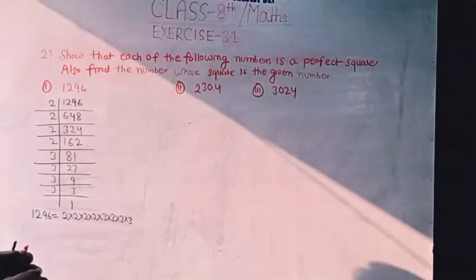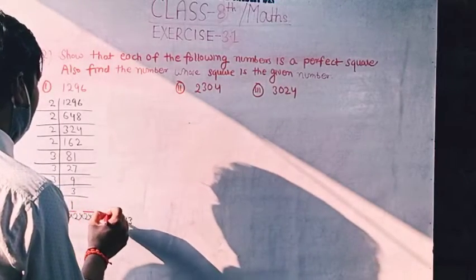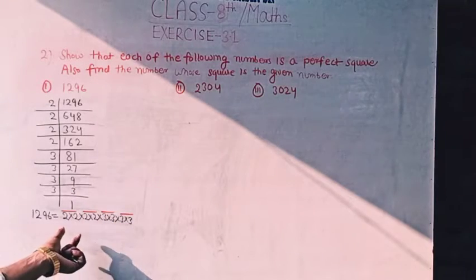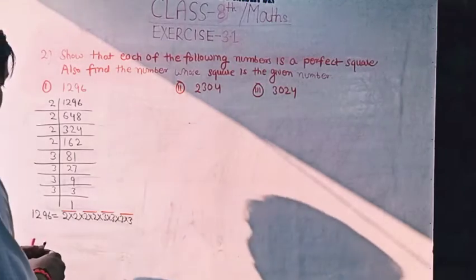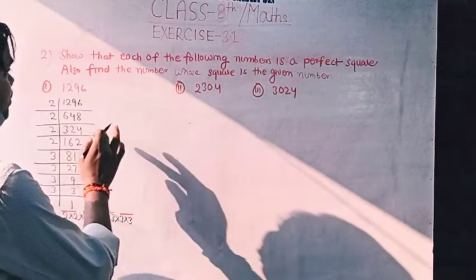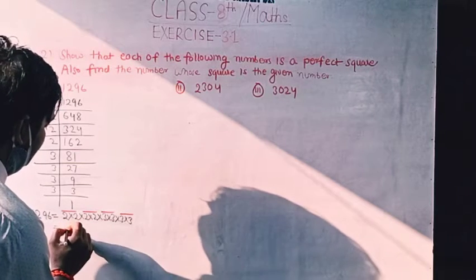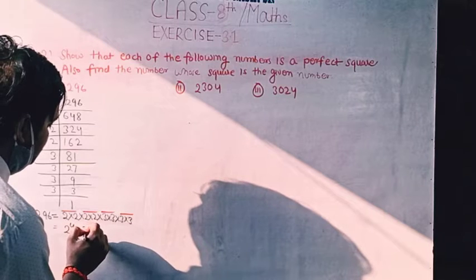Okay, so 1296 is expressed as the product of equal pairs of prime factors. So this is a perfect square number, and also this is written as 2 to the power 4 into 3 to the power 4.